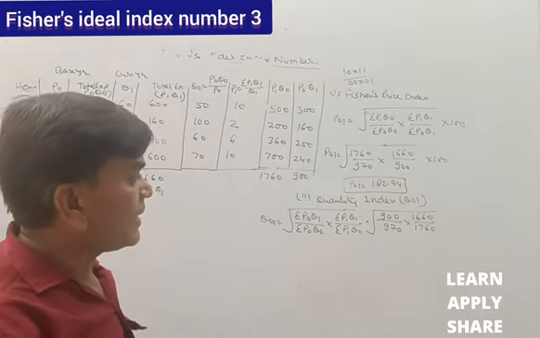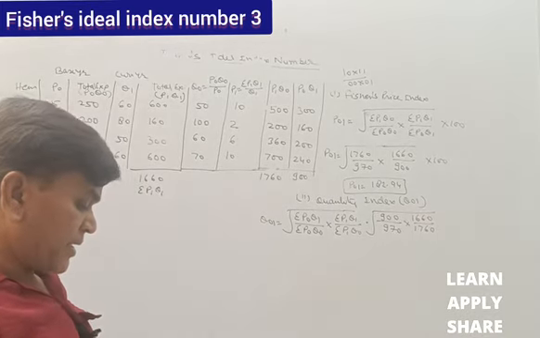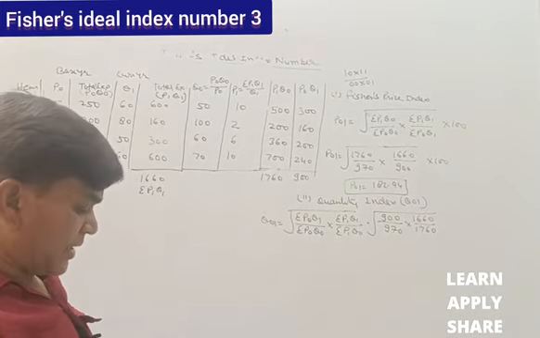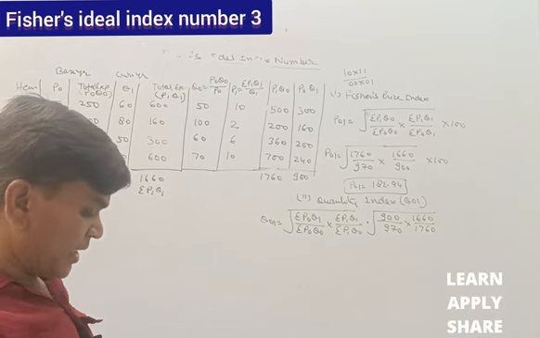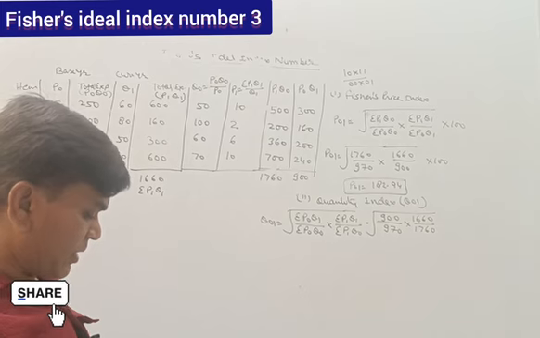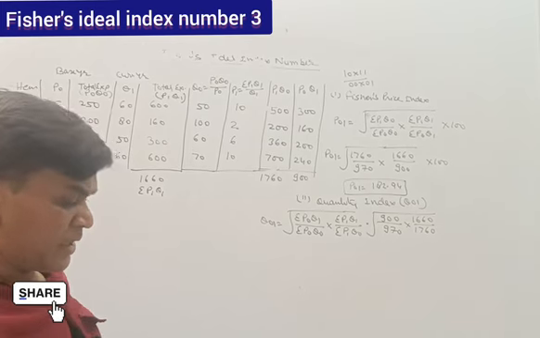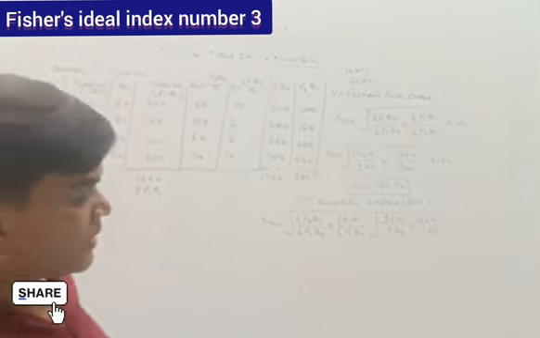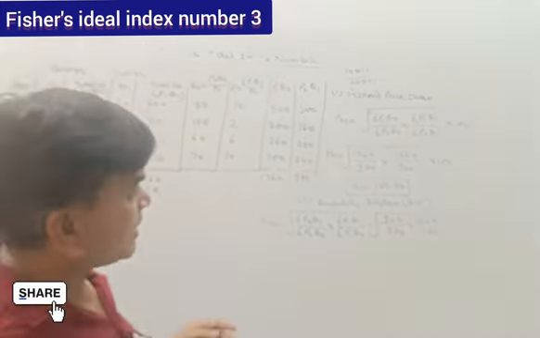So 900 multiply 1660 divided by 970, again divided by 1760. So the value having the under root is 93.54. So Q01, that is 93.54. This is quantity index. This is price index and this is quantity index.